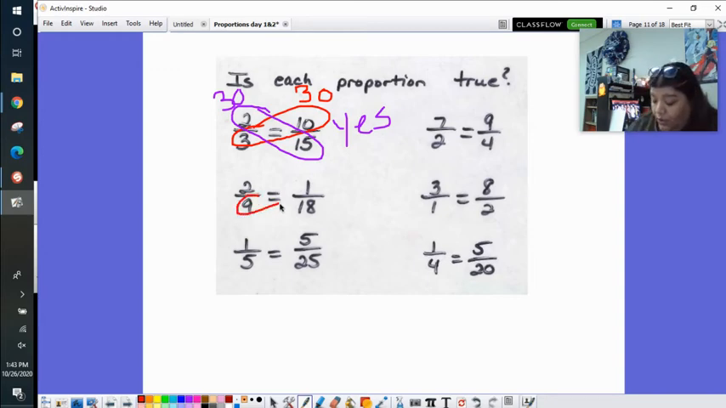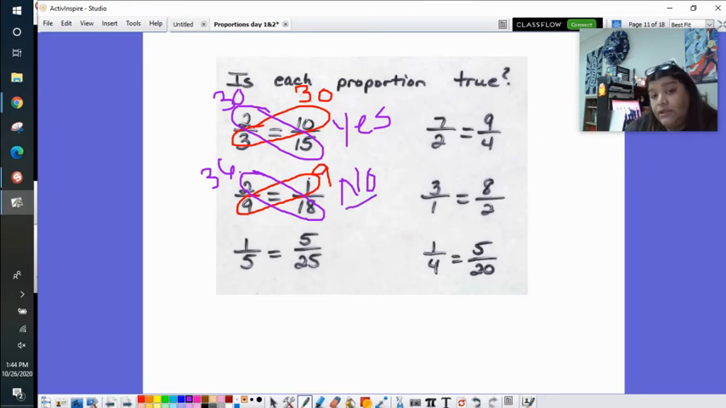So we're going to go one direction here. 9 times 1 is 9. And then we're going to go in the other direction. 2 times 18 is 36. What does that look like? That looks like a no. Okay, my products are different, so these are not proportional. They don't have a proportional relationship. Okay, so let's look at the next one.